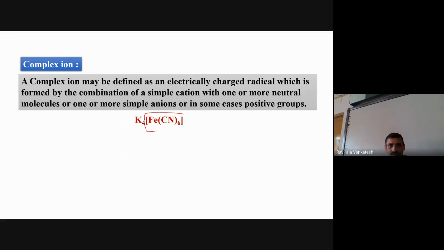Why are you calling it a complex ion? Let me show this one. Now when it dissociates, what happened? It will dissociate to 4K plus and Fe(CN) taken 6 times. Now, how many positive charges are there here? 4 positive charges. Therefore, put 4 negative charges here. This is a charged complex ion.